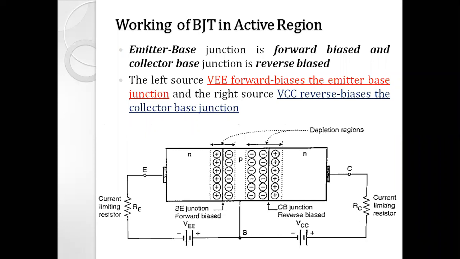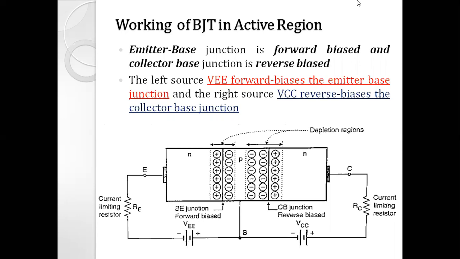In this session, we will try to understand a couple of topics, and the first one is the working of BJT in active region. Earlier I explained that BJT can be operated in one of three regions: active region, saturation region, and cutoff region. So, what is the condition to operate BJT in active region? The biasing between the emitter, base, and collector terminals decides the operating region of the transistor.